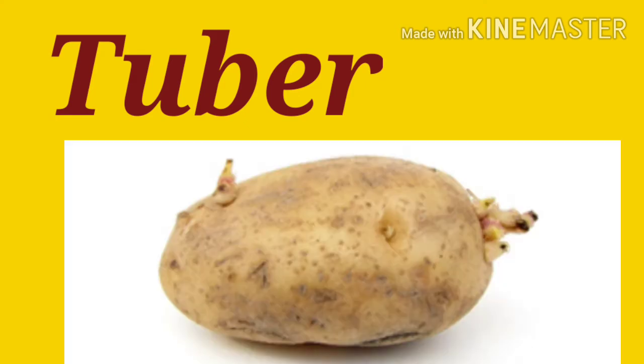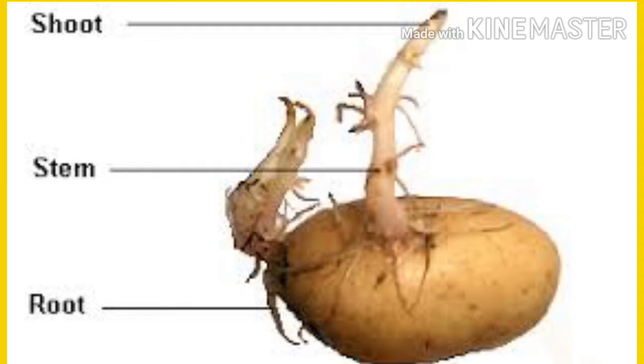You must have seen some marks on the potatoes, and those marks are known as eyes. So these eyes on potatoes that you have seen are actually buds. Under favorable conditions, these buds develop into a new plant.